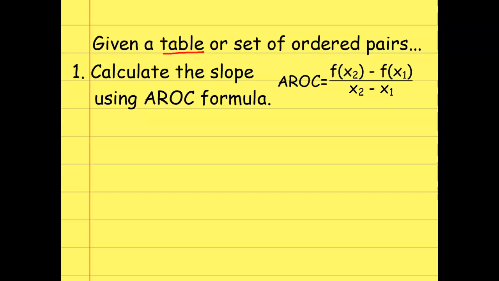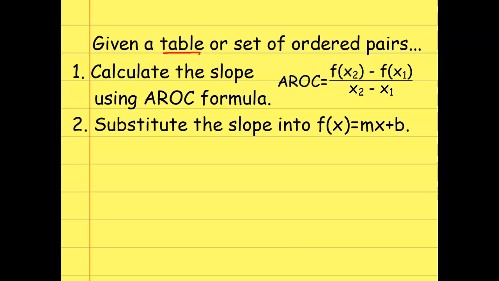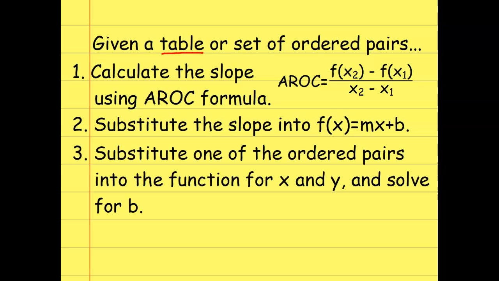Remember, average rate of change is the same thing as slope for a linear function because linear functions have a constant rate of change. Then you will substitute that slope into the function f of x equals mx plus b. Then you will substitute one of the ordered pairs into the function for x and y and solve for b. And finally, you will write the function.